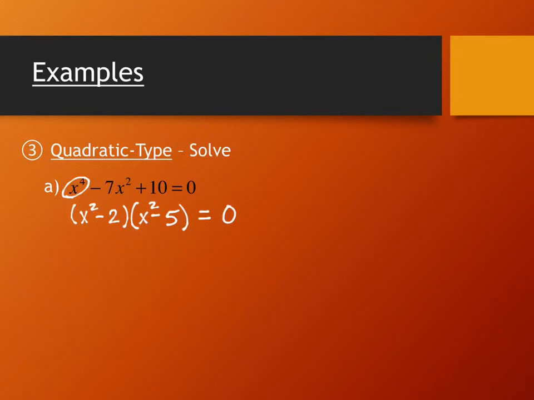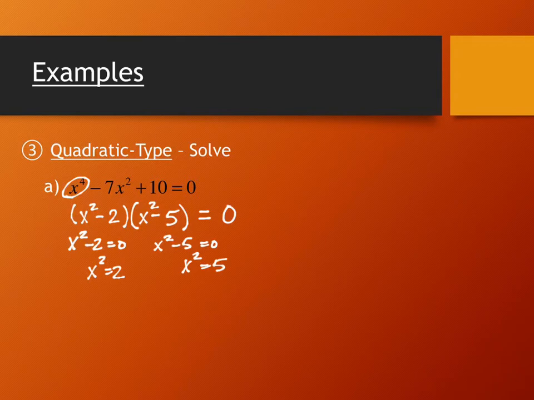Awesome. And again, just like I would do if I were doing quadratics, I'm going to set each piece equal to 0. X squared minus 2 equals 0. X squared minus 5 equals 0. And I'm going to solve them. So I'm going to add the 2 to the right. I'm going to add the 5 to the right.